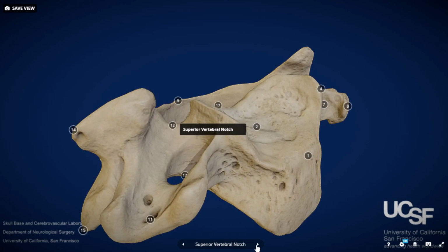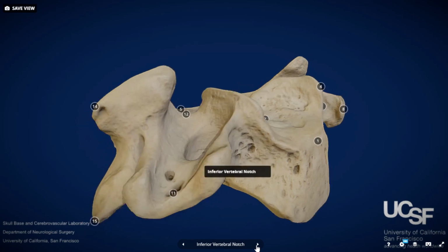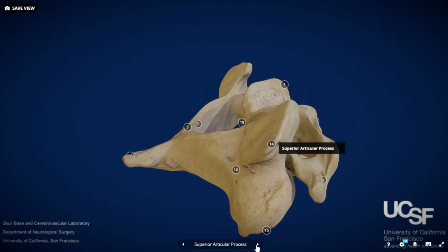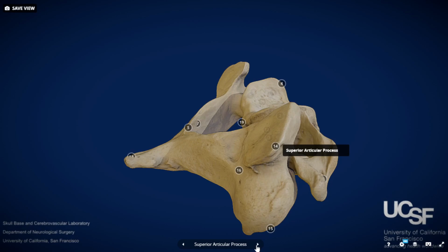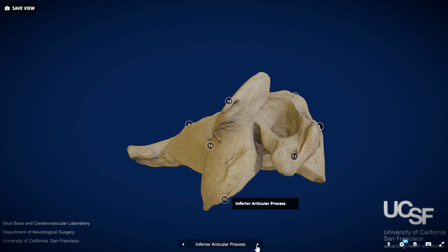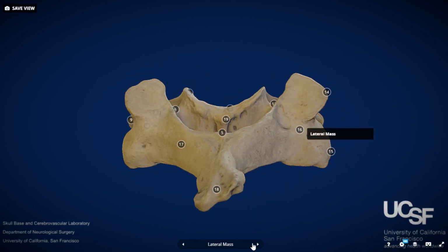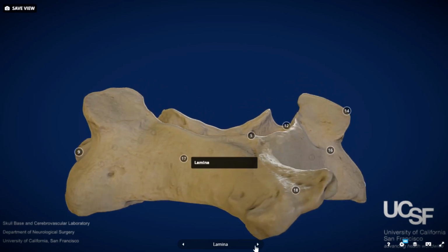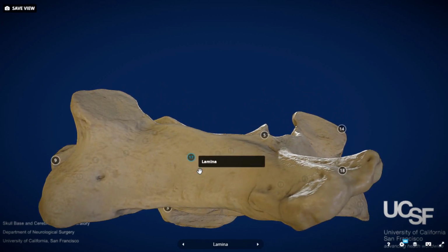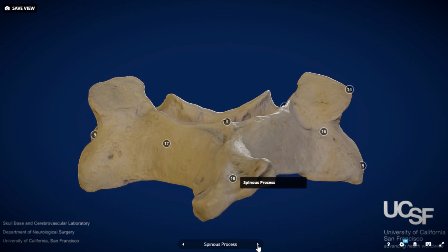Superior to the pedicle we can identify the superior vertebral notch, inferiorly the inferior vertebral notch. Posterior to the pedicle we see the superior articular process and the inferior articular process, both running from inferior and posterior to anterior and superior. In between these articular processes there's a mass, which are both lateral masses, and posterior to the lateral mass we can identify the lamina. Both laminae are going to be connected by a spinous process.